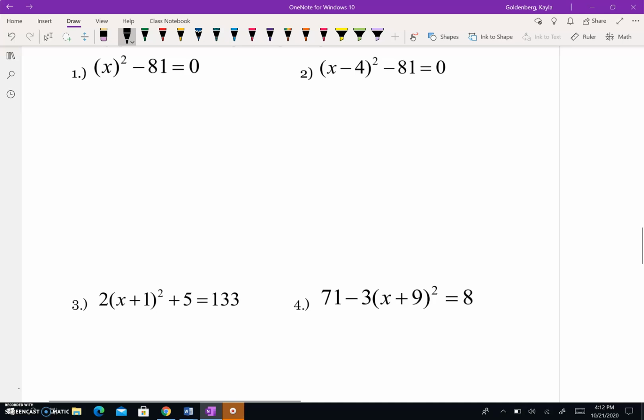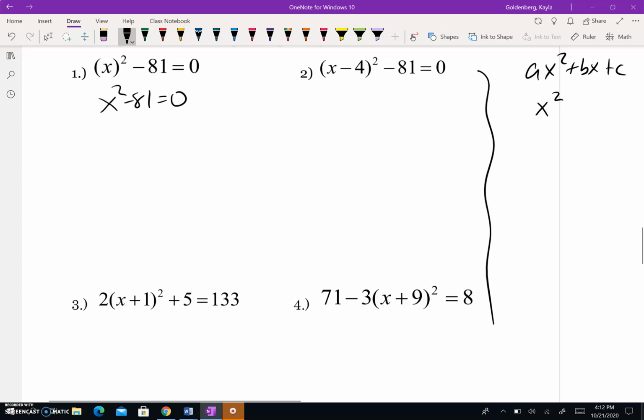Number 1 says if I have x squared minus 81, notice this is also a quadratic function, right? If I think about my ax squared plus bx plus c, it looks like I just have the x squared and the negative 81. So it looks like I just have my x squared and my c, right? There's no a, it's like a 1 is in front as the coefficient. And that means that there's a 0 for b. So this is also a quadratic equation. It's just a little bit smaller. It's a little bit less complex.